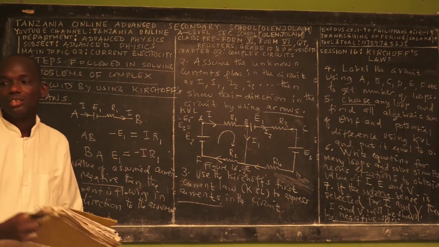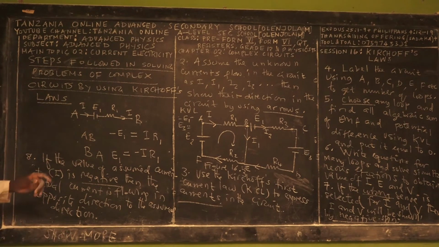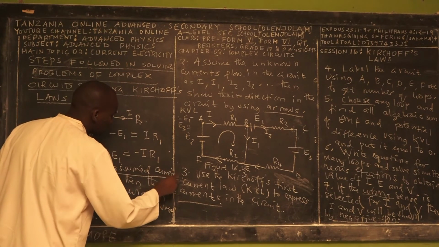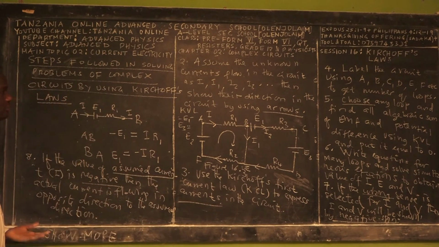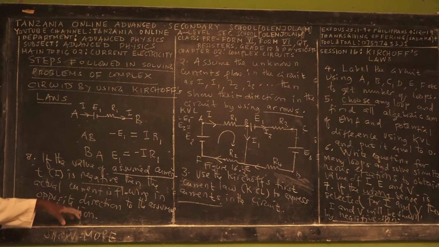This is the last step. Listen carefully. If the value of the assumed current (assumed currents are in most cases I1, I2, I3, or any other notation) is negative, then the actual current is flowing in the opposite direction to the assumed direction.